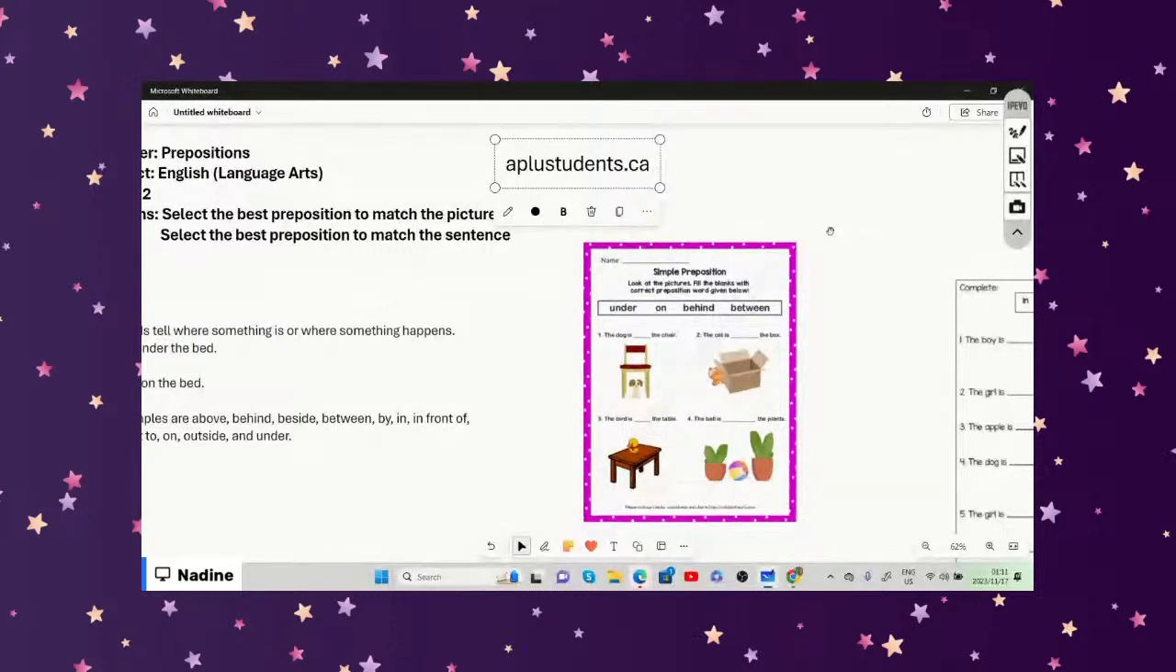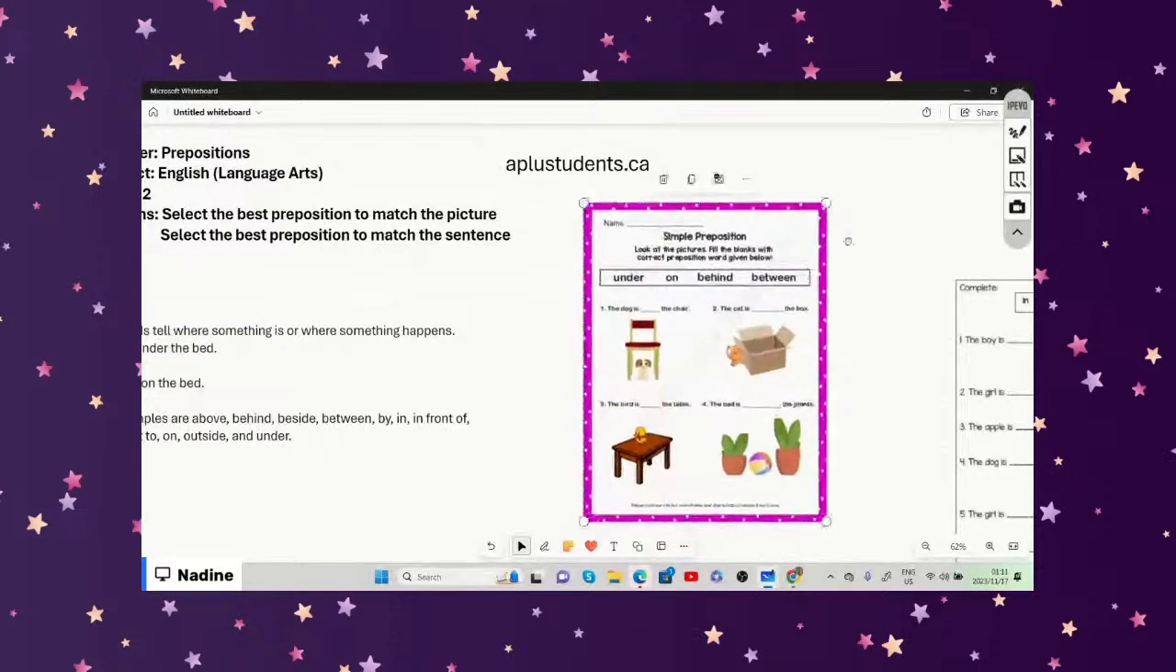Let us do an activity before we go to our tutorial lesson. If we look at these specific objects and where they are, because remember we said that a preposition shows either where something is or where something happens, the words that we need to use are under, on, behind, between.